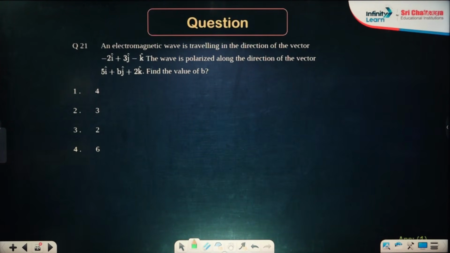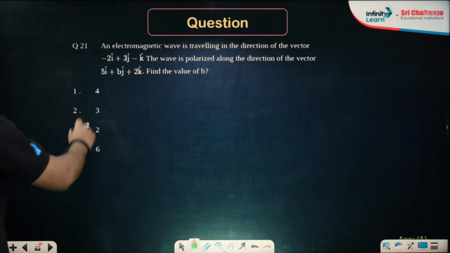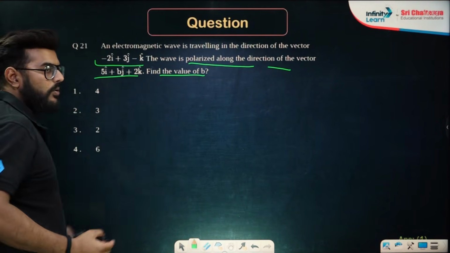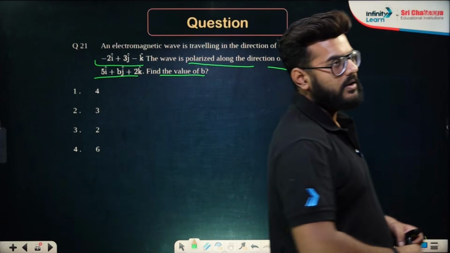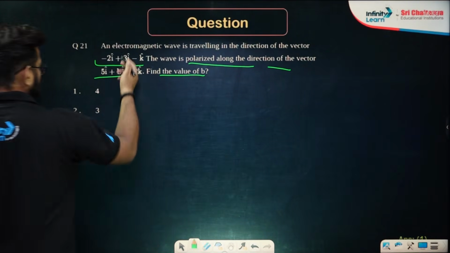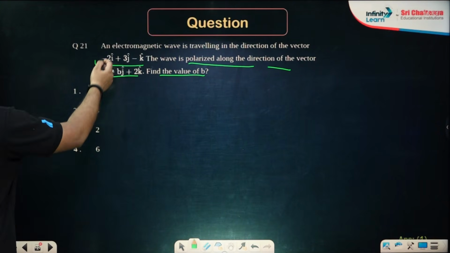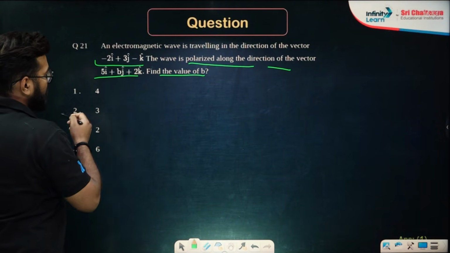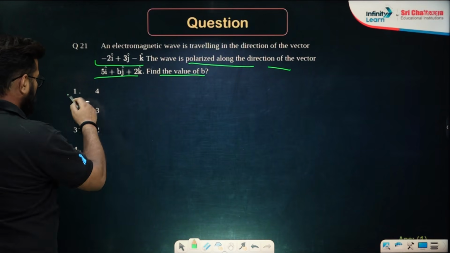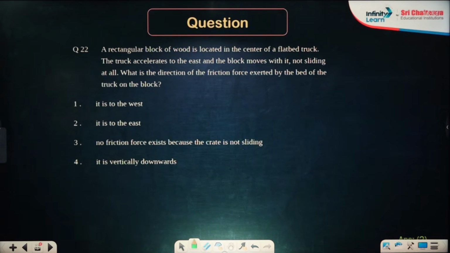An electromagnetic wave is traveling in the direction of this vector. The wave is polarized along the direction of this vector. A polarized wave is perpendicular to the electromagnetic wave, right? So you just do the dot product, you will get your answer. Minus 10, 3b and minus 2. So 3b is equal to 12, b equals 4. Option number 1 is correct. Do the dot product, it will be equal to 0.